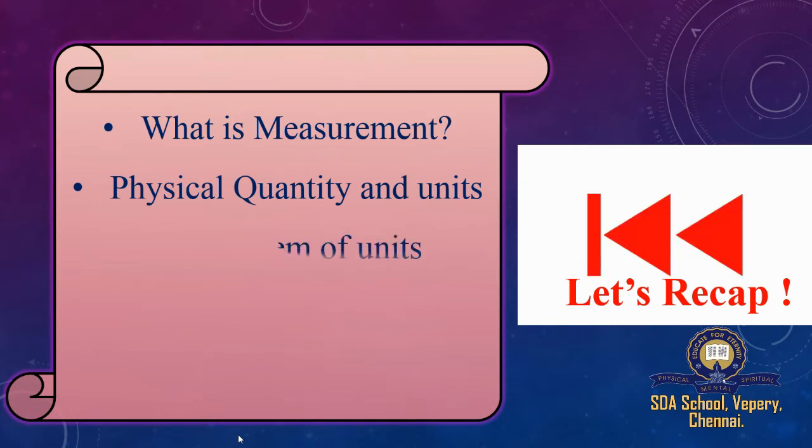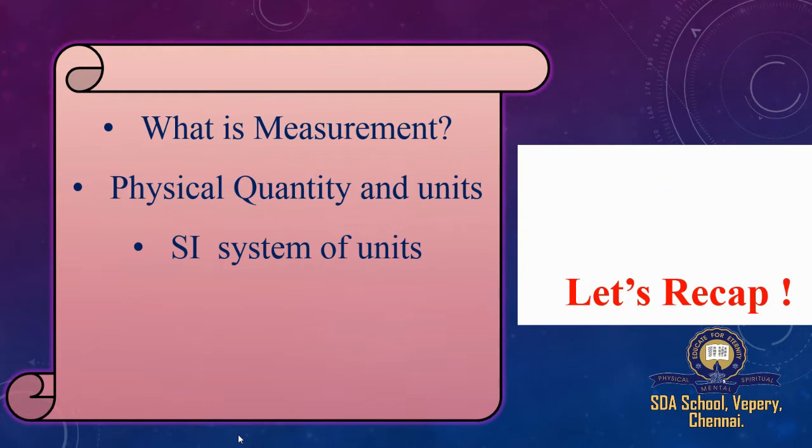Very good. What is the SI system of units? The abbreviation SI stands for International System of Units, and it was developed by the General Conference on Weights and Measures at Paris in 1960. And there were three systems, right? CGS system, FPS system and MKS system.